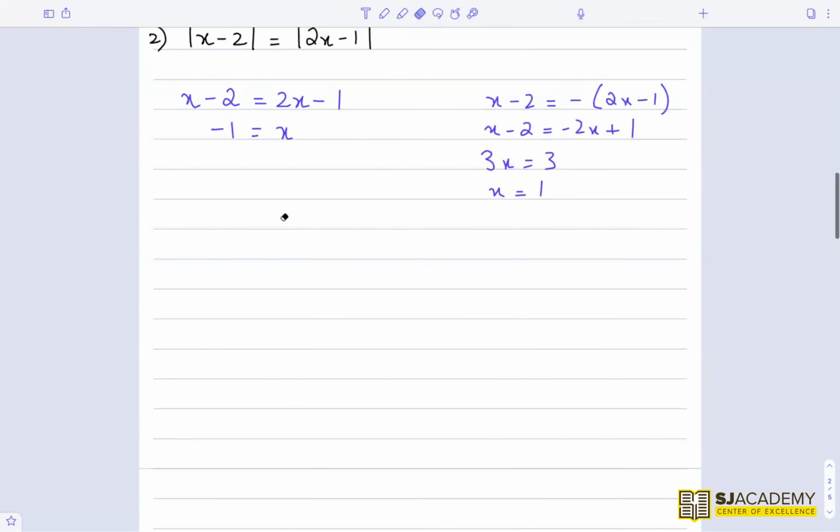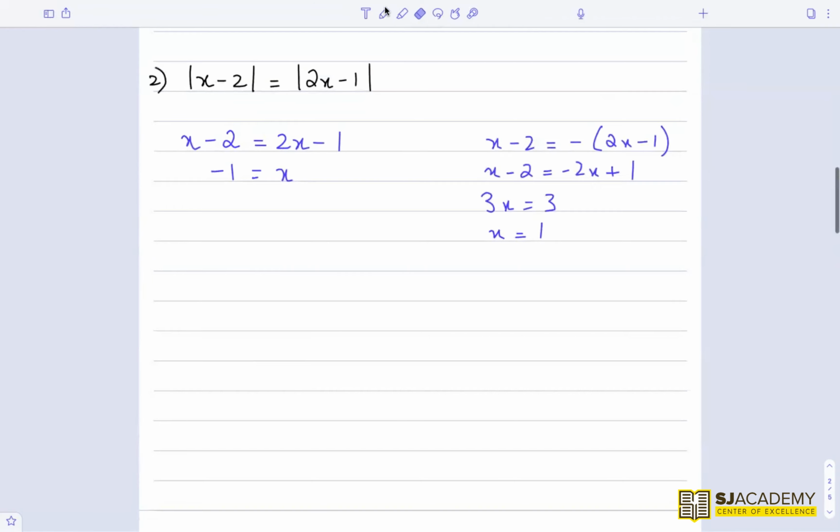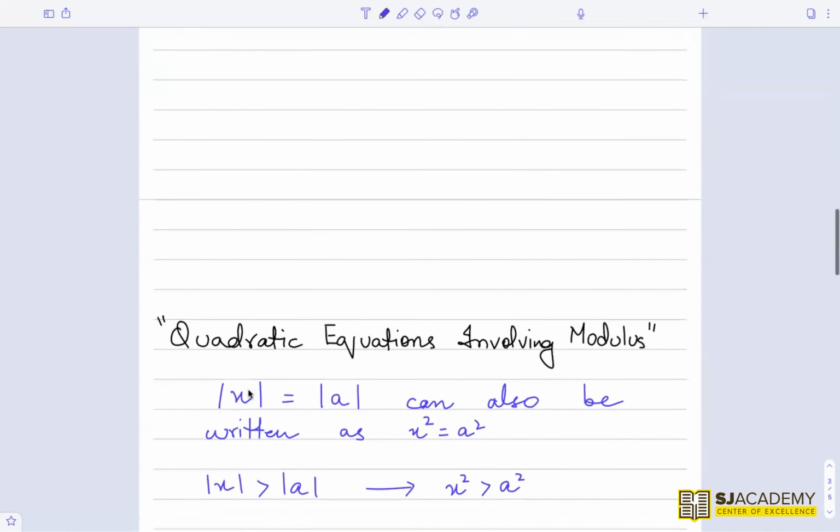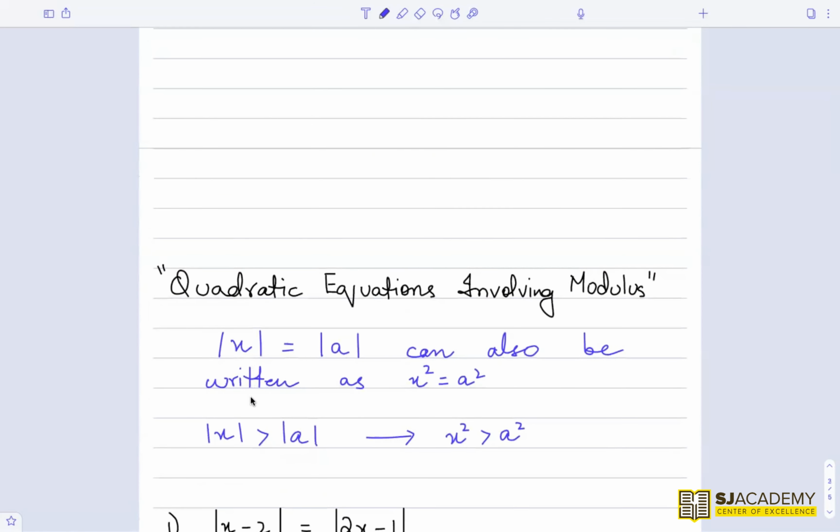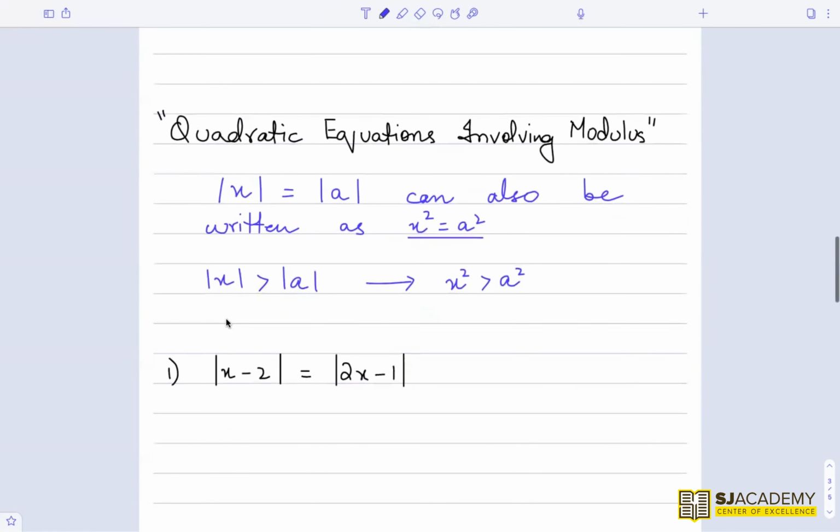Now, this is one of the ways in which modulus function can be solved. Another way is using the quadratic method. A modulus function |x| = |a| can also be written in the form x² = a². And if it is an inequality, it can be written in the same way.